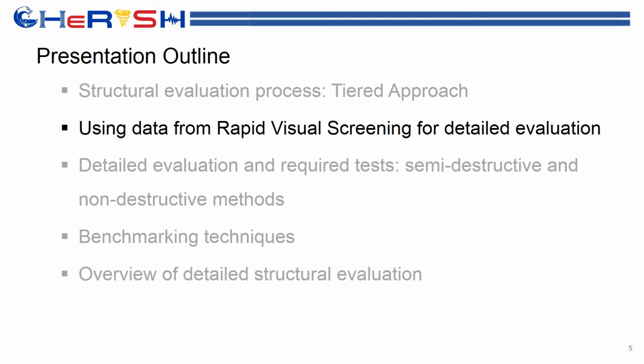Then, how do we move forward from this tiered approach? Like, from the rapid visual screening results that we obtain, how can we use this information to proceed with a detailed assessment? Let's say we have now the RVS data. How can we use this RVS data in order for us to conduct a detailed assessment?